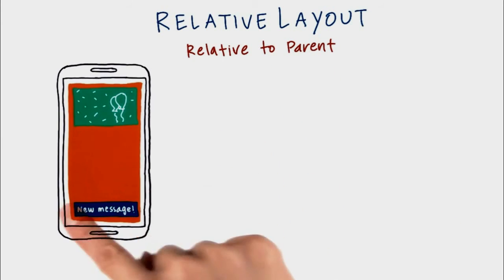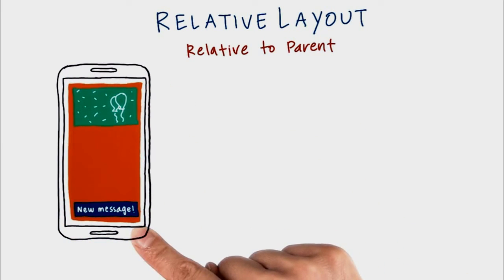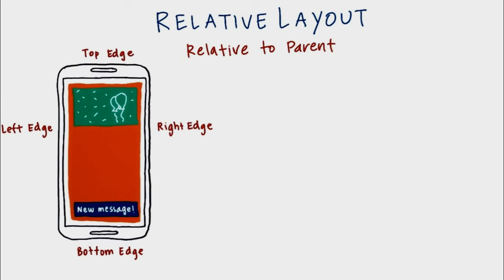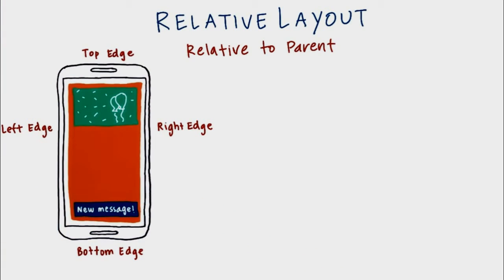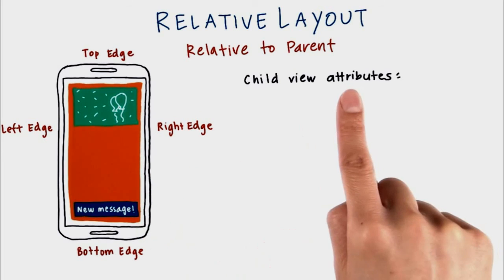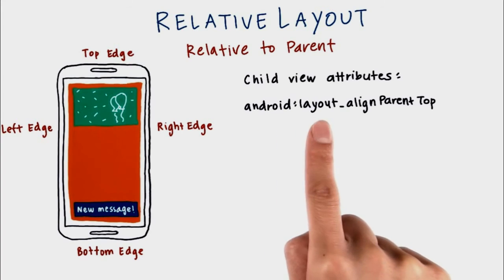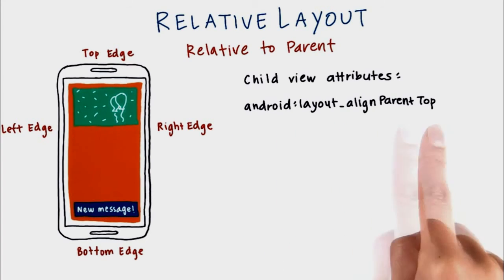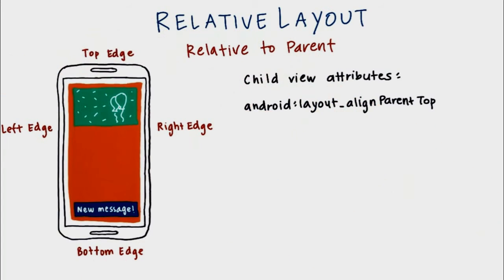For this example, this parent relative layout is set to have width of match parent and height of match parent, so it's as big as the device. The children inside the relative layout can be positioned relative to the parent's left, top, right, or bottom edges. This is the code for it. On the child view XML elements, for example for the image view or text view, you would add these attributes. The attribute name follows this format: android:layout_alignParentTop. This attribute determines whether the child view is aligned to the parent's top edge or not, so the possible values are true or false.